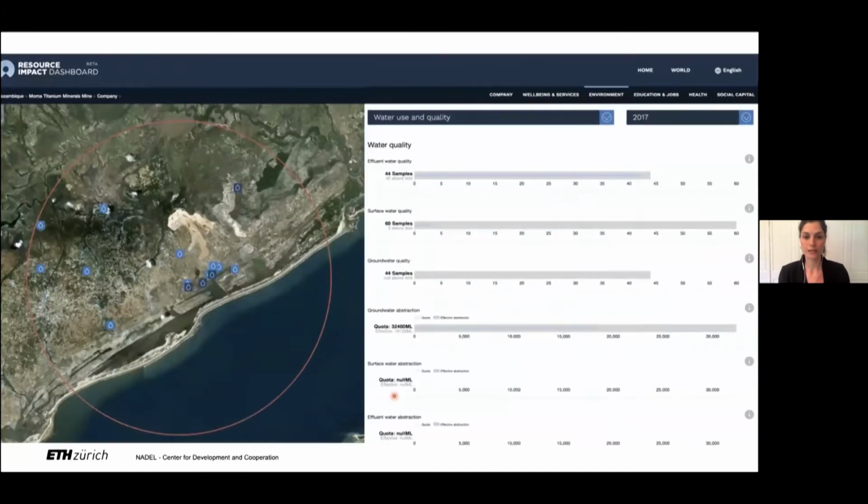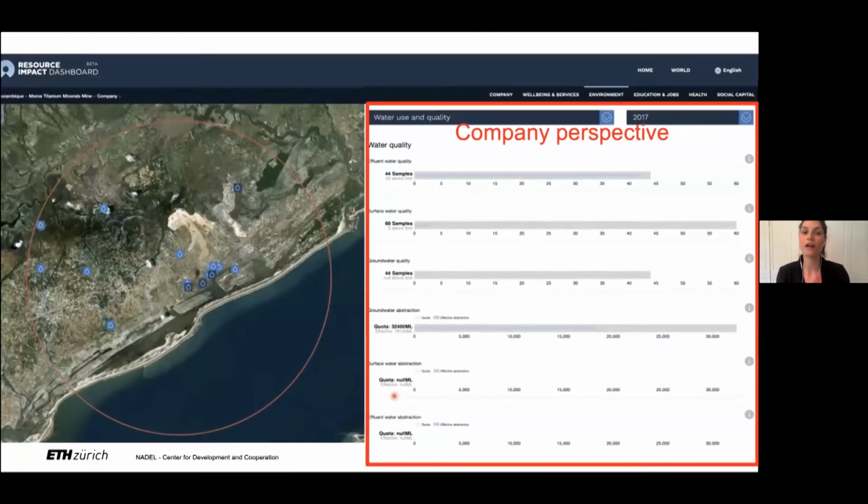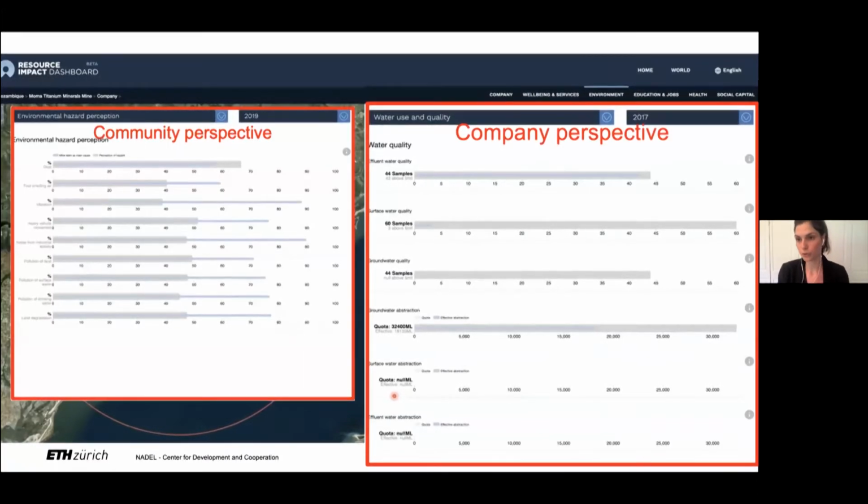Also, the company can provide their monitoring data on environmental impacts. For example, on water quality, how many samples they have taken, as well as how many samples were above the limit of their benchmarks. And they also report which benchmarks they have. On the left, you can see the geolocations of the samples taken. So basically, we have the company perspective here, as well as what we've seen before, the community perspective on the same topic.